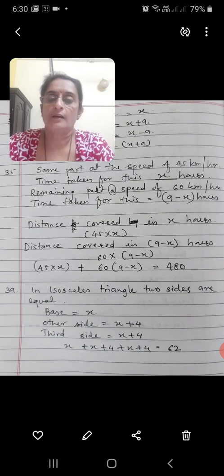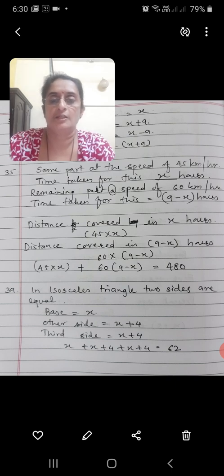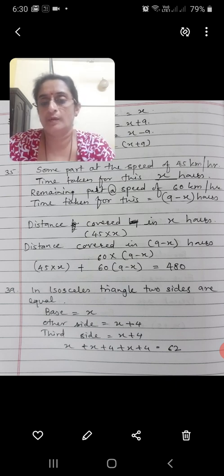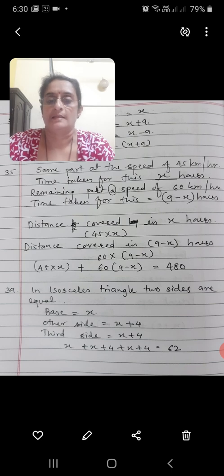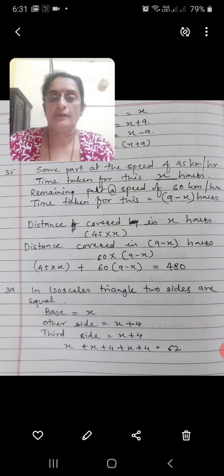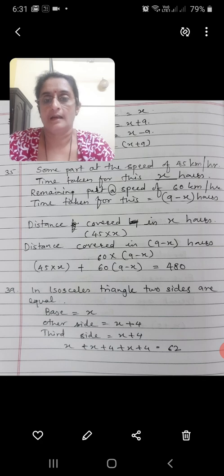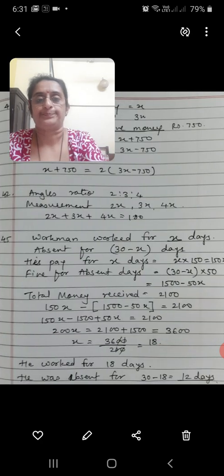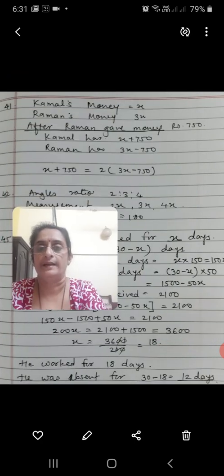If you add all that, you will get the perimeter 62 centimeters. So the equation will be x plus x plus 4 plus x plus 4 is equal to 62. Solve it, you will get x value, that is base value. Adding 4 to that, you will get the other equal sides. Next is 41.